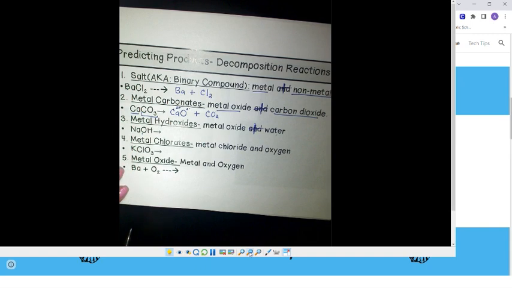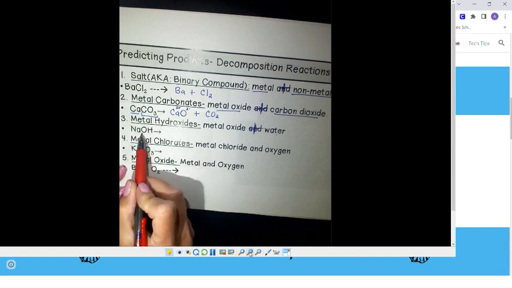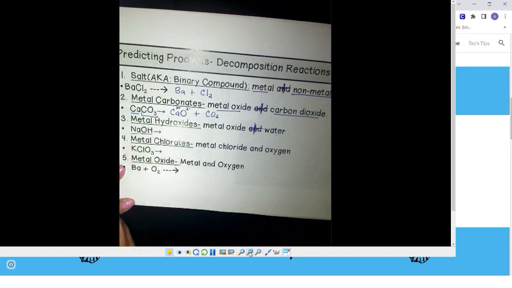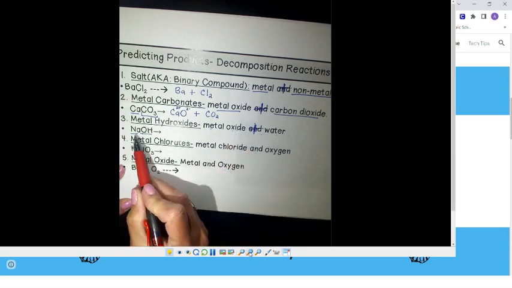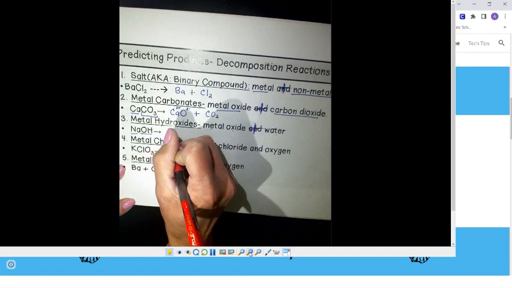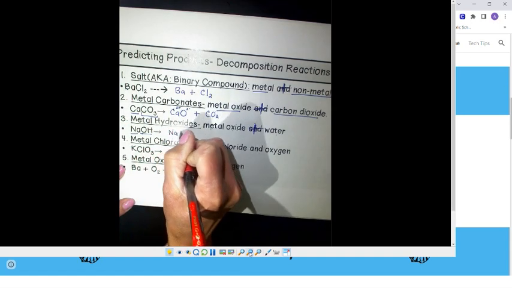So a metal hydroxide, a metal combined with hydroxide, is going to break into a metal oxide and water. So I take the metal from this side and I combine it with oxygen.